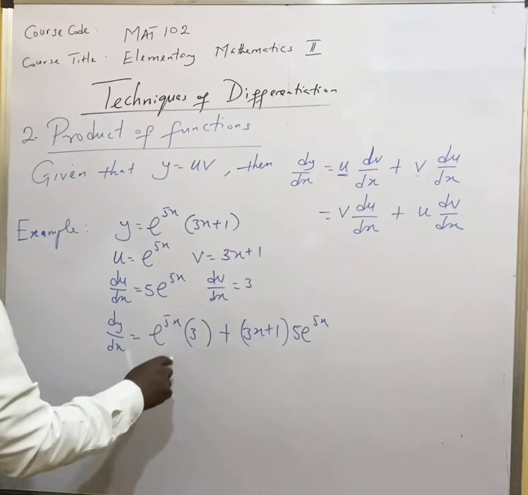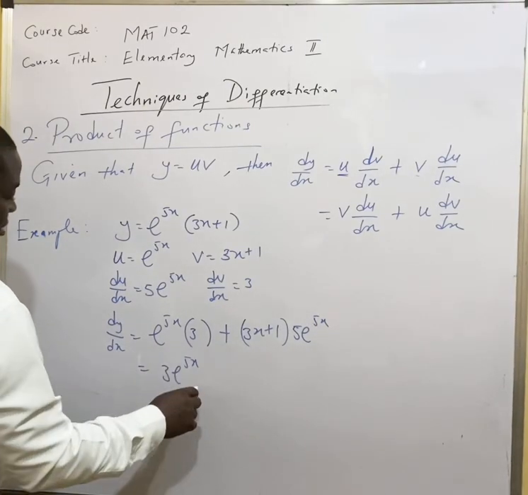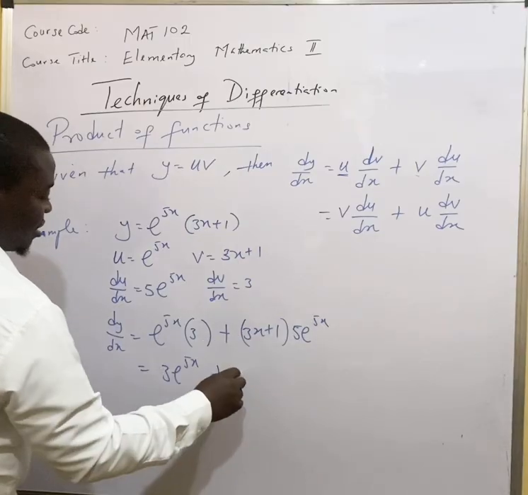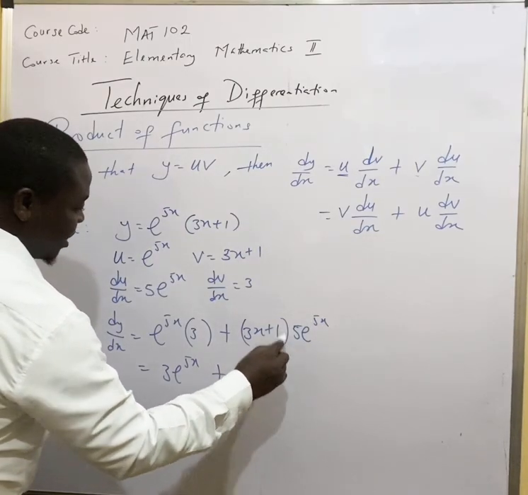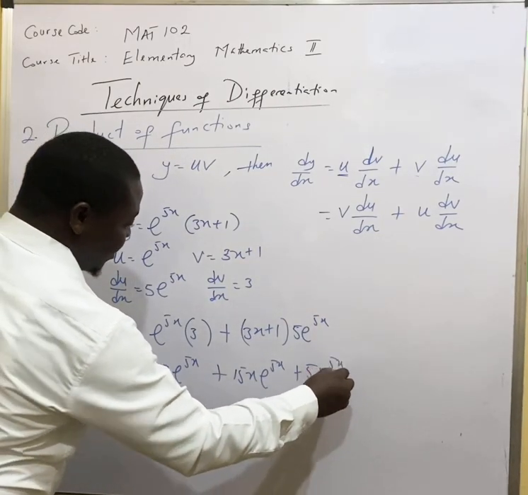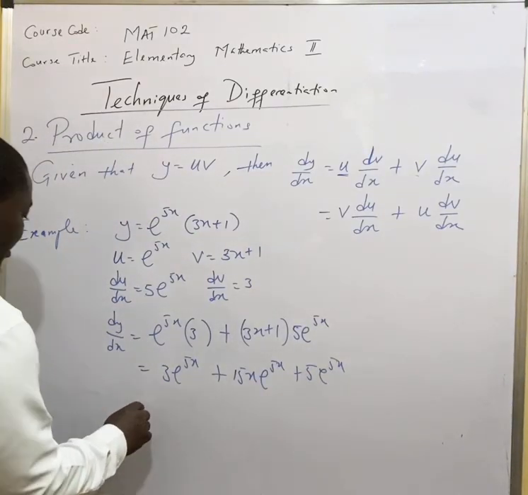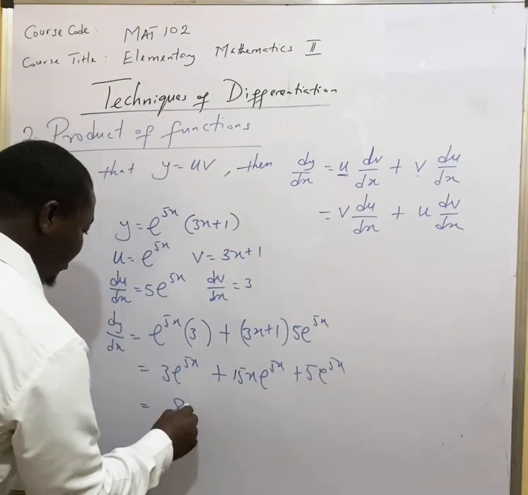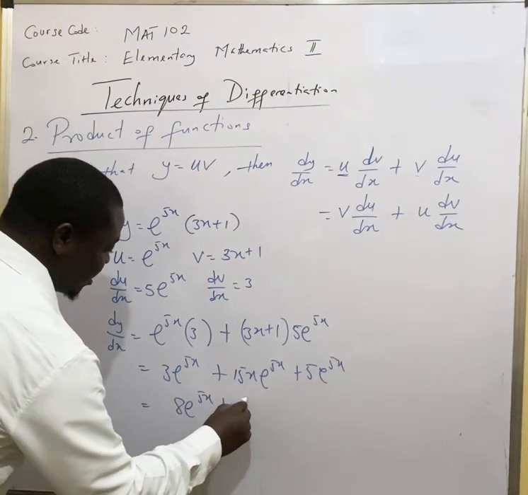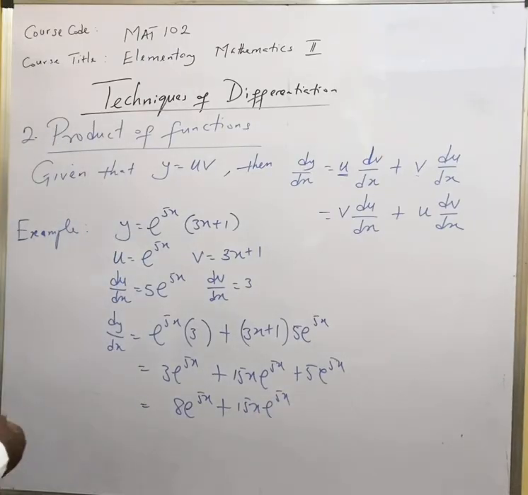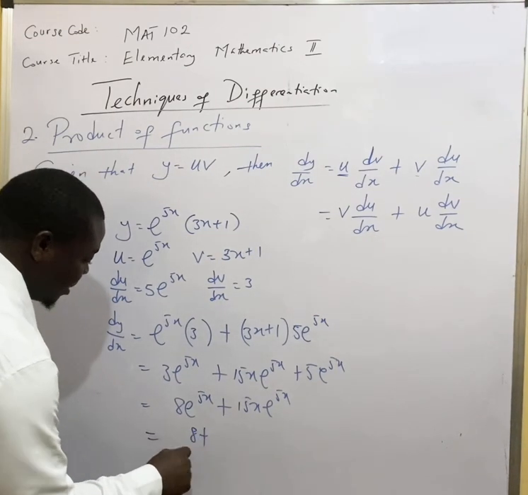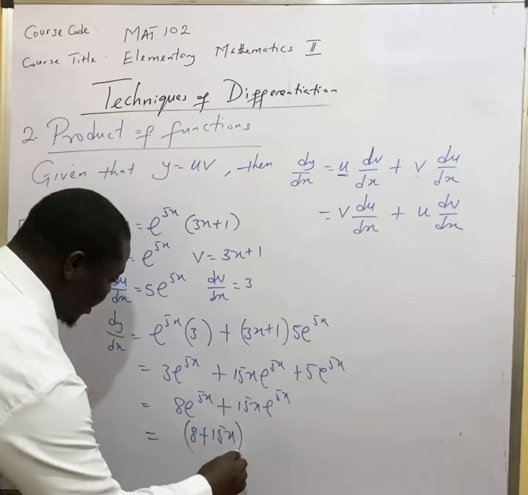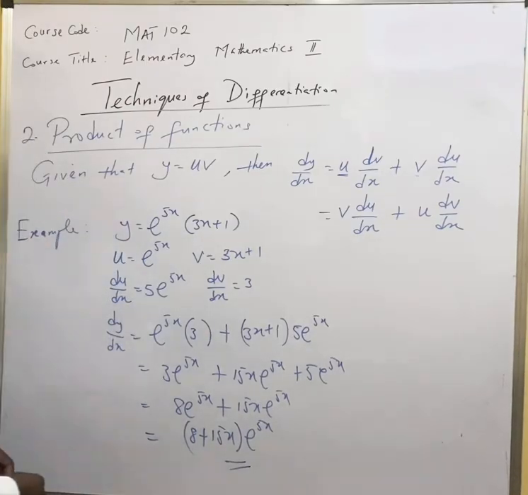To multiply this, we're going to have 3e to the 5x, plus, now we can multiply this, so that we have 15x e to the 5x plus 5e to the 5x. I think we can collect like terms. That will be 8e to the 5x plus 15x e to the 5x. We can leave our answer this way, but among the options, we may find that e to the 5x has been factorized. If it is factorized, we're going to have (8 plus 15x) multiplied by e to the 5x. Look at the solution to the exercise.